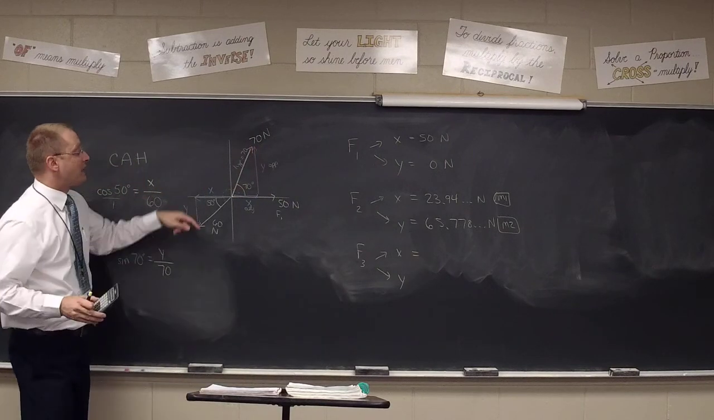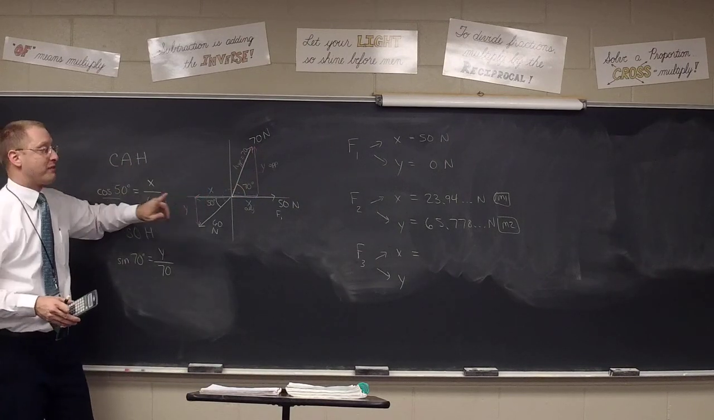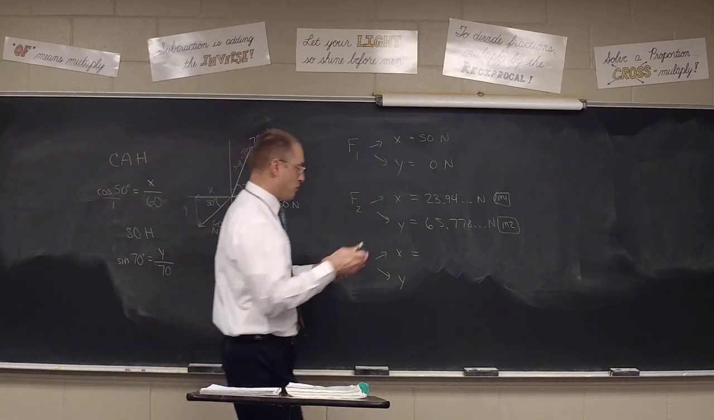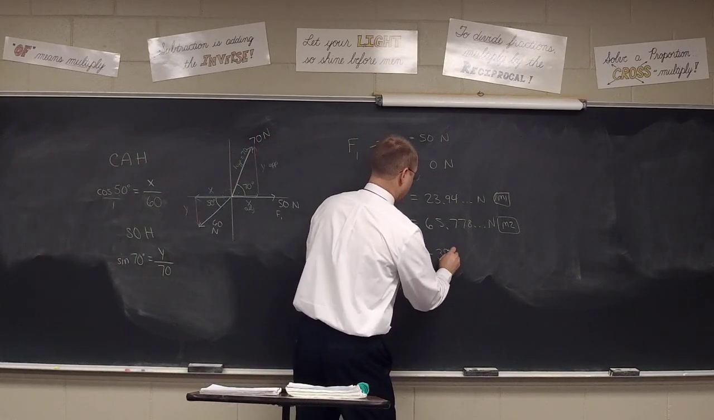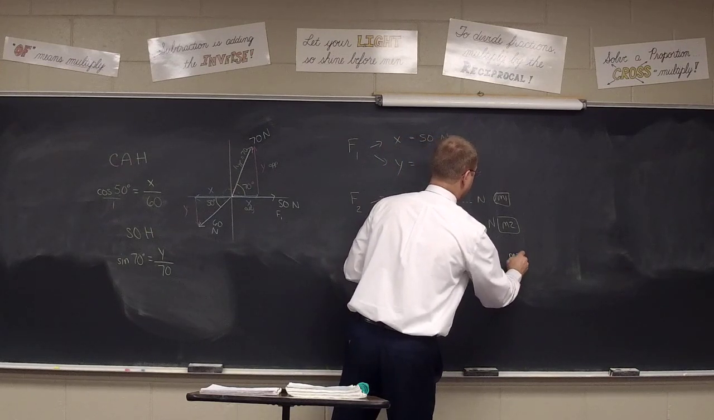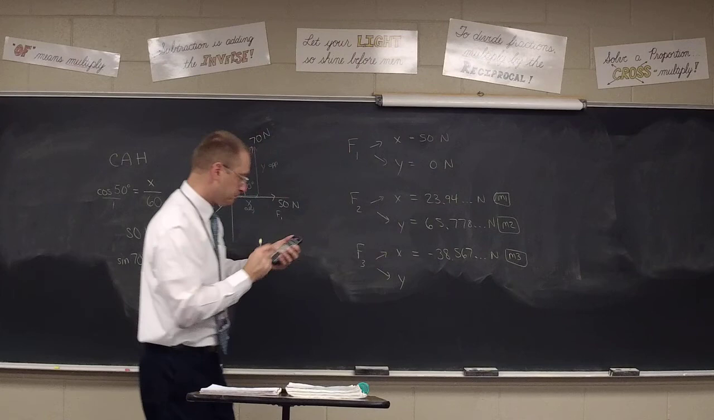38.567. Good, 38 if you use 50 degrees. But we have to make it negative because it's going backward, right? If you use 230, you would already have the negative sitting there waiting for you. So negative 38.567 newtons. We're going to go ahead and put this in memory 3.